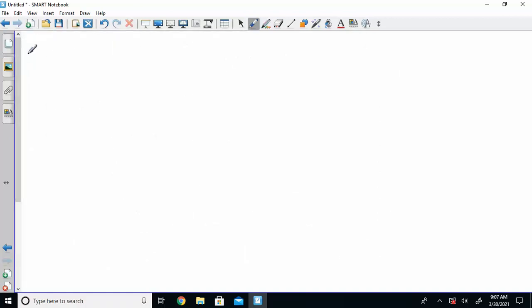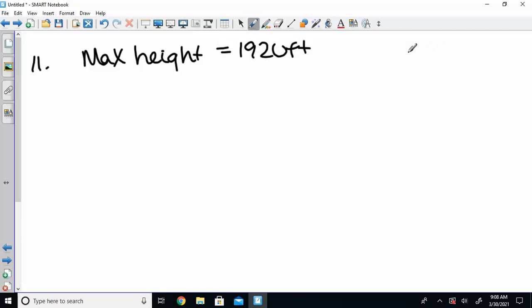Number 11. Okay, so an arrow shot vertically upward reached a maximum height of 1,920 feet. I want the initial velocity. And I gave you a hint on this. What did I tell you?